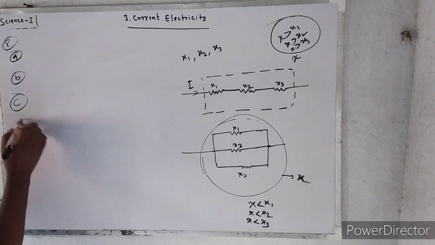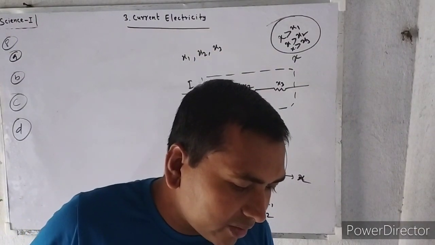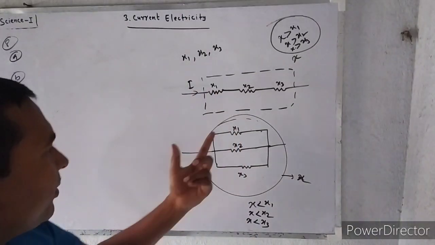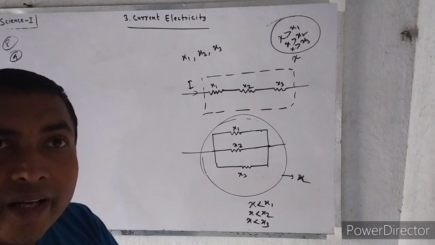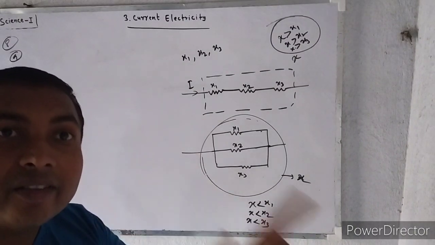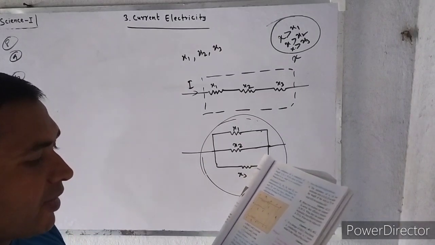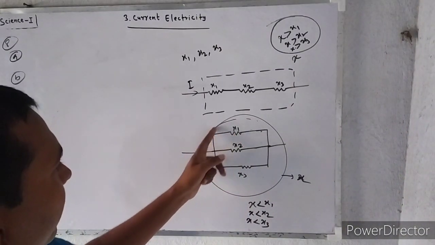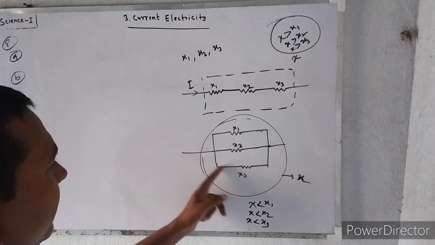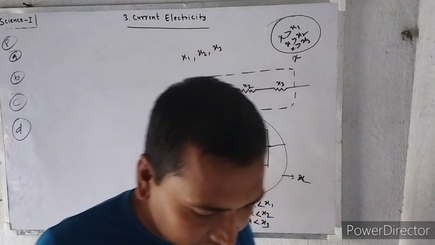D, the potential difference across X1, X2 and X3 are the same. You tell me one thing, we know that when the resistors are connected in parallel, the potential difference remains the same. Here the potential difference across X1, X2 and X3 are the same. It means X1, X2 and X3 are connected in parallel combination.